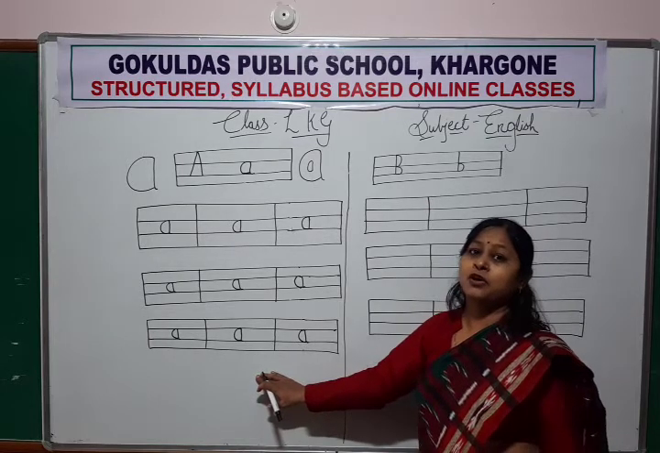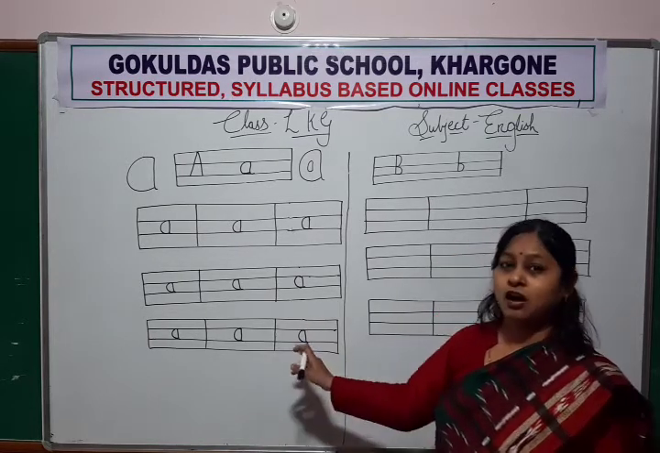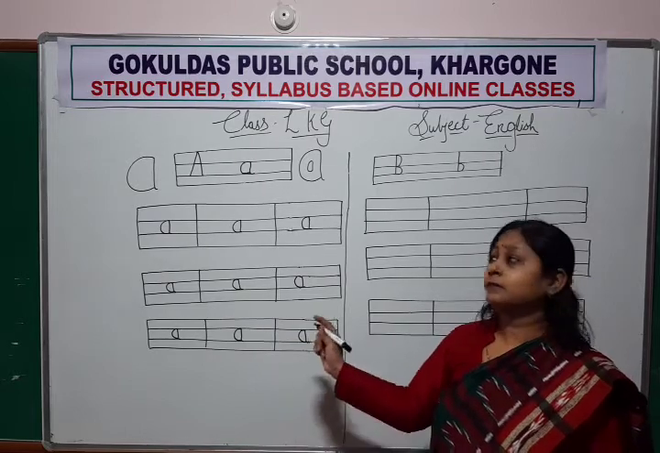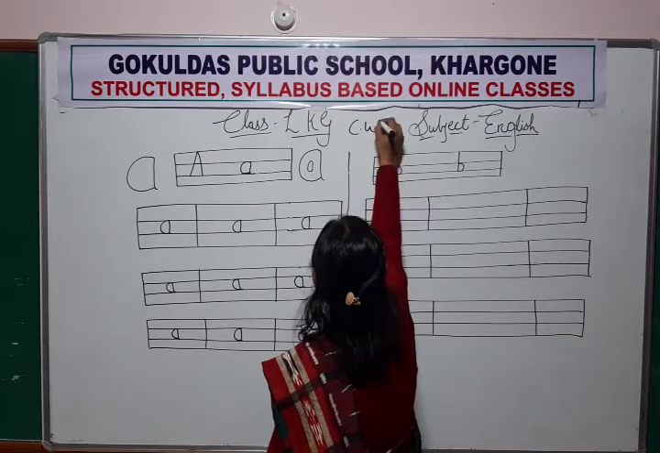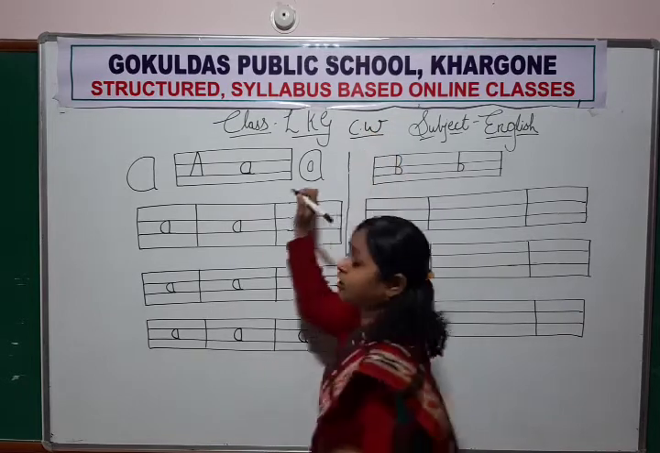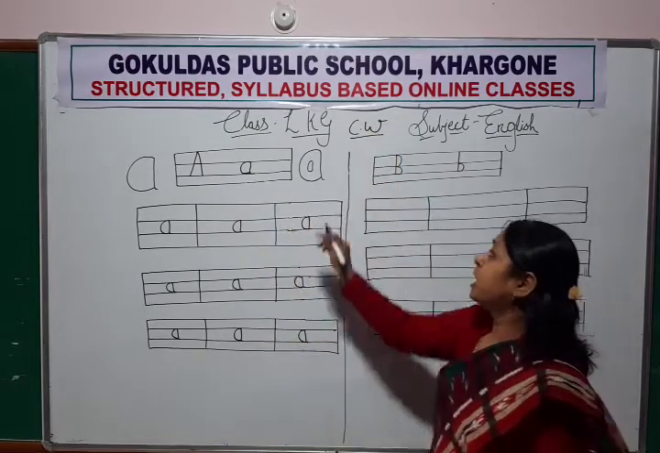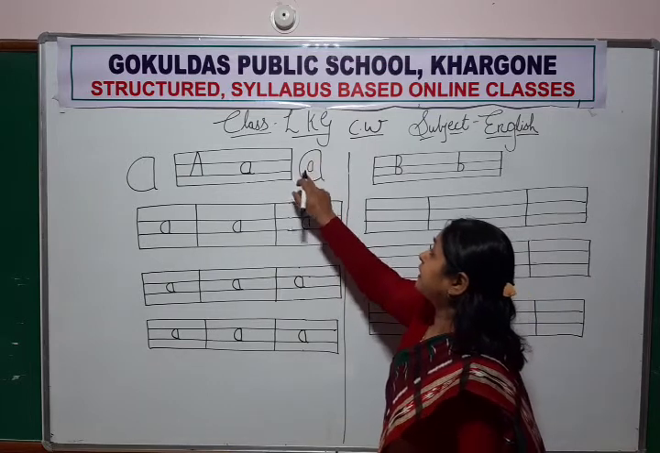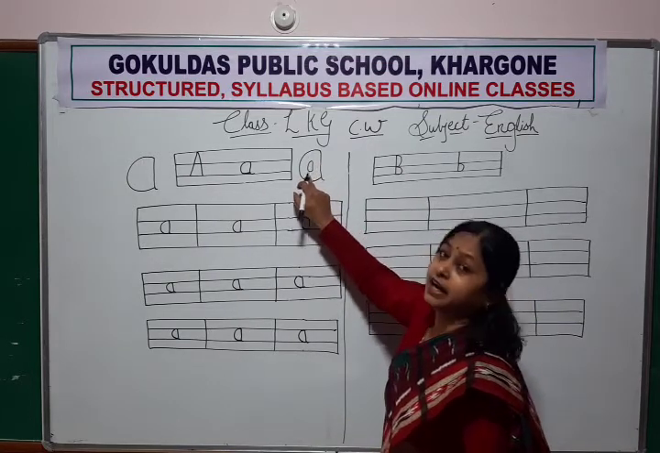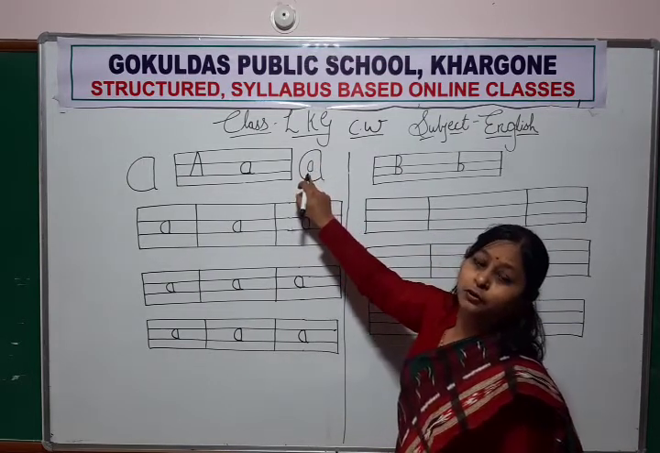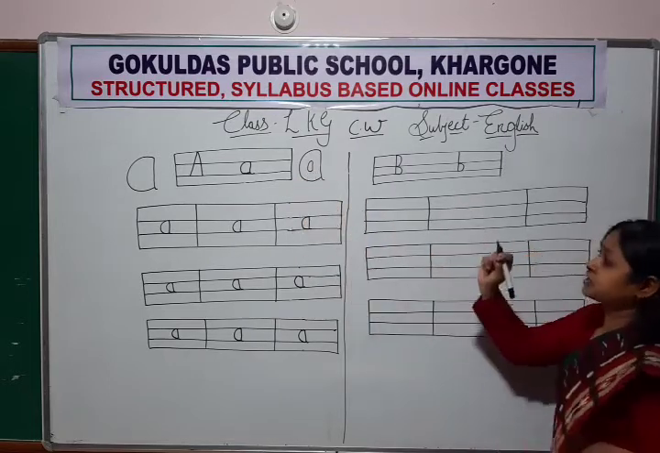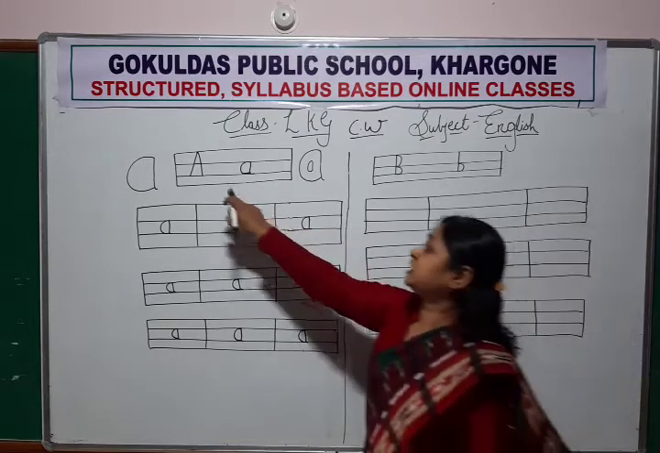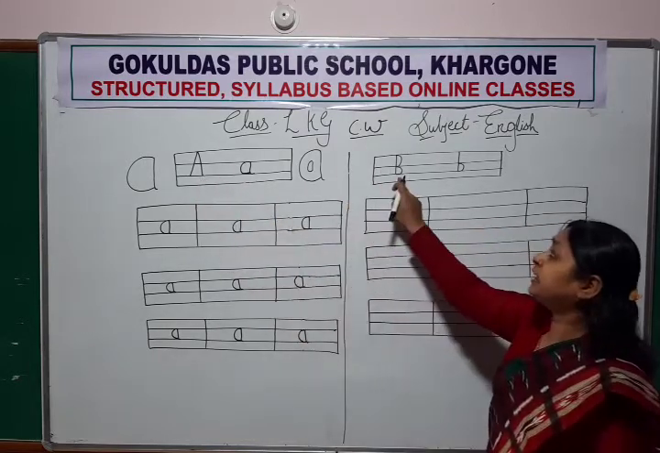Very good. So nice. So this is your classwork. You have to write in your notebook. And you have to write your letter A and color it. You have to color this. Okay. Then next, after A, which letter will come?